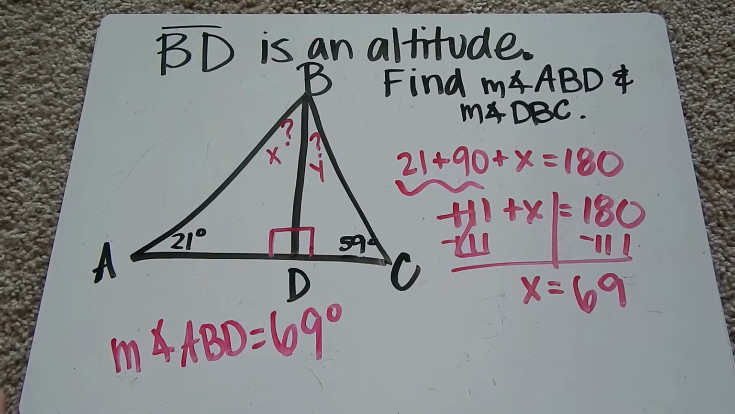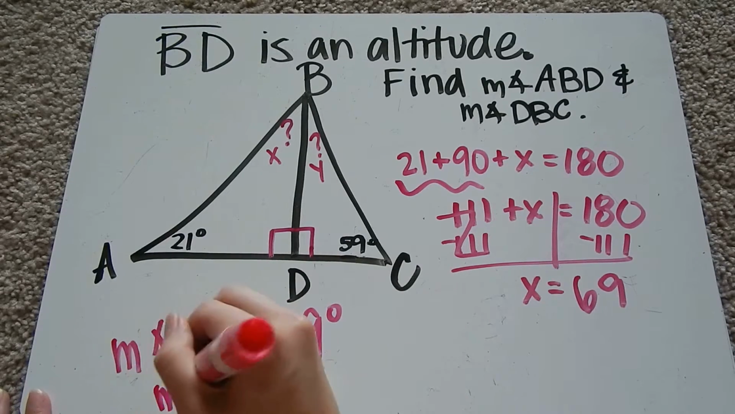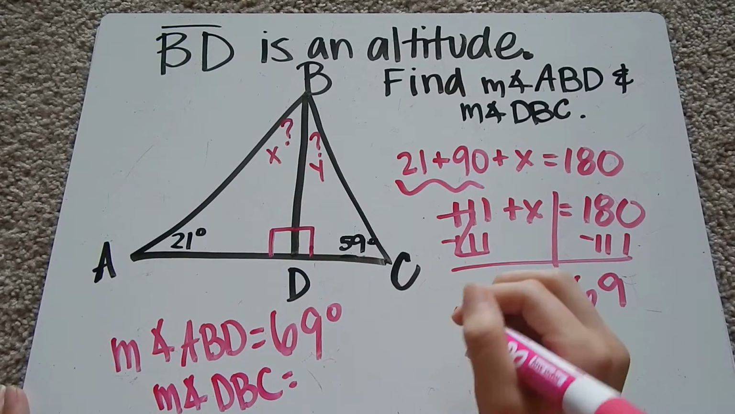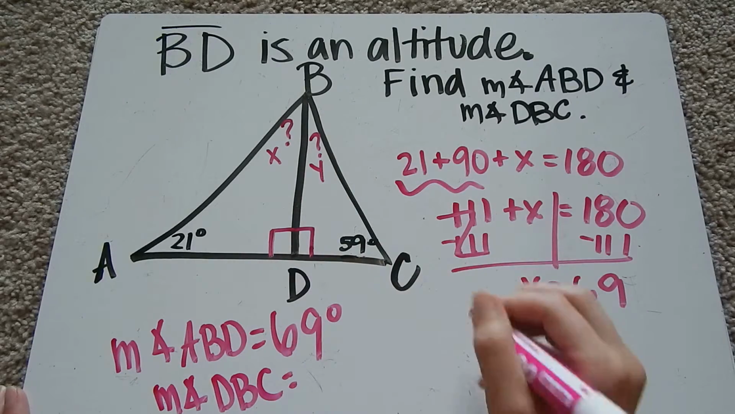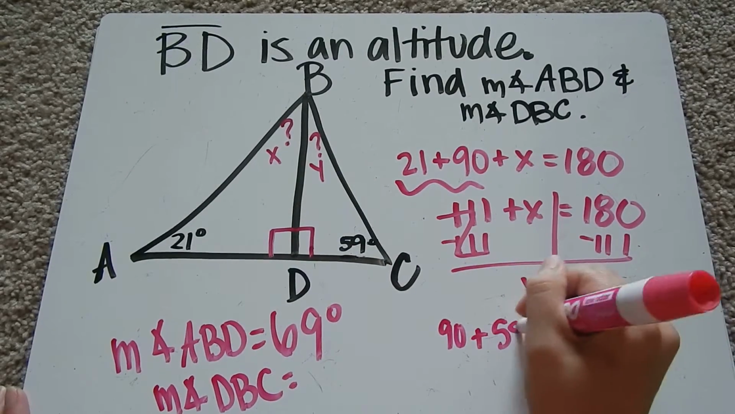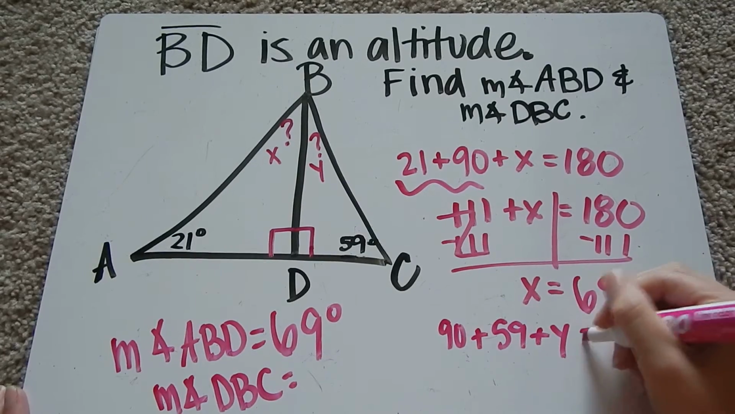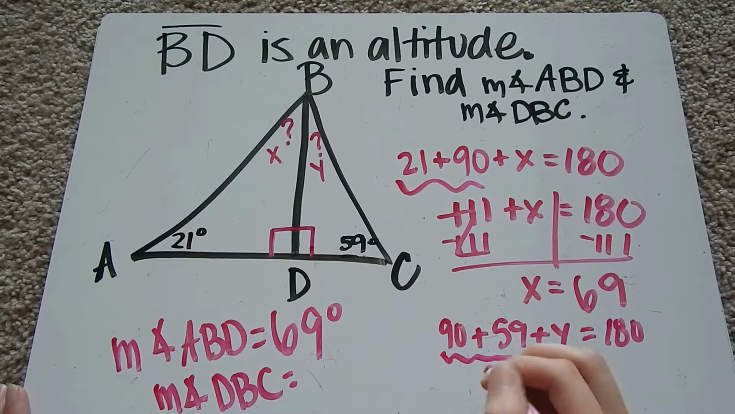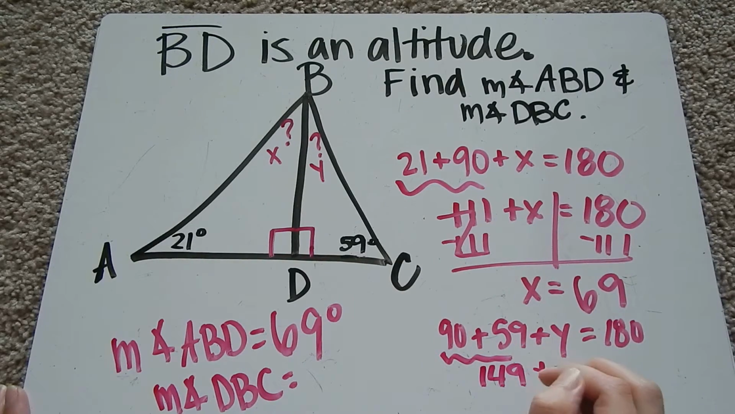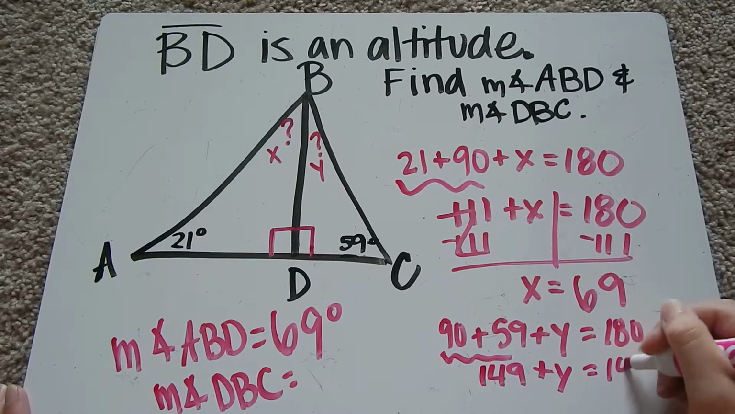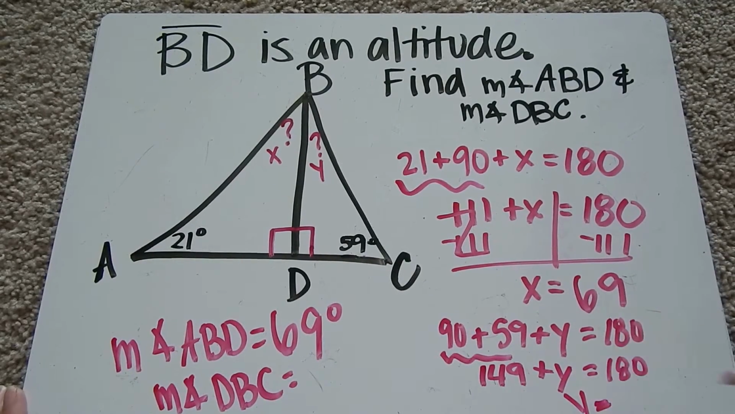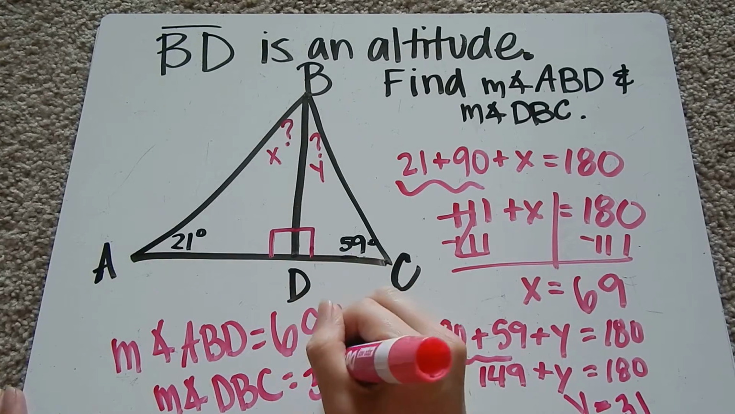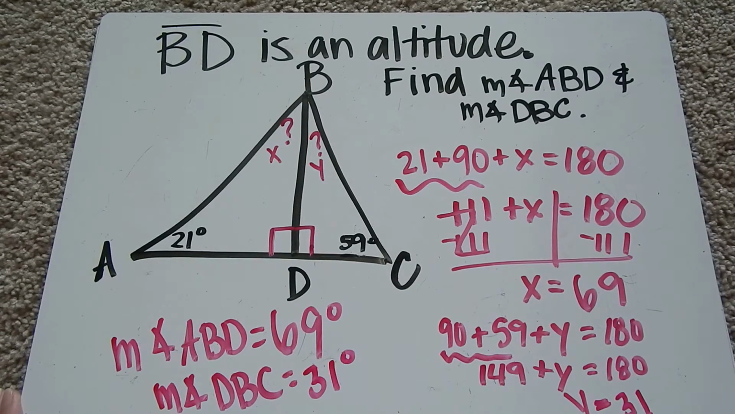Now let's find my y, which is angle DBC. We're going to do it the same way. So now we are looking at this triangle. We have 90 degrees, we have 59 degrees, and we have our unknown y. We're going to combine like terms here. 90 plus 59 is 149. Subtract 149 from both sides, so that would get me 31. So this is going to be 31 degrees.